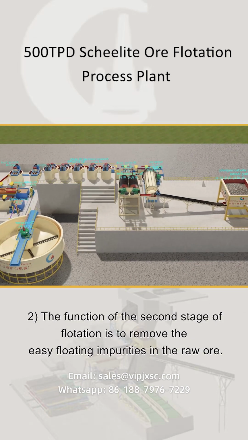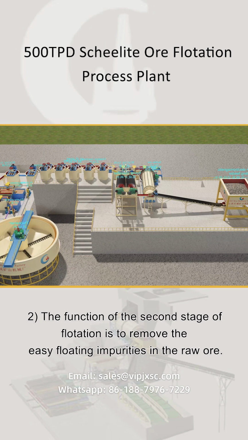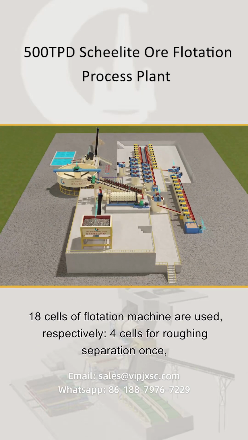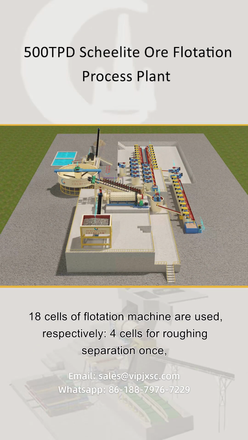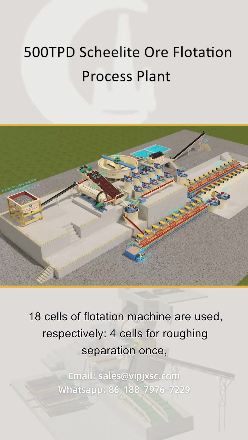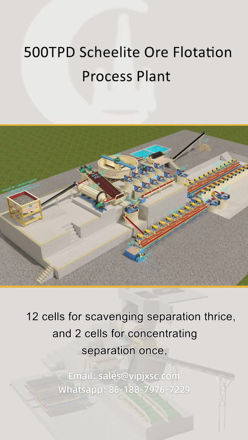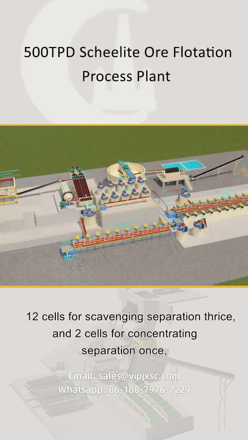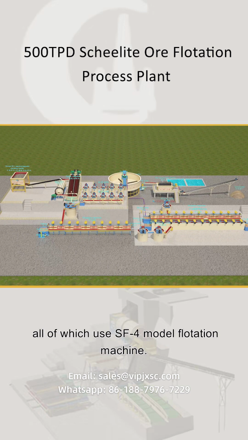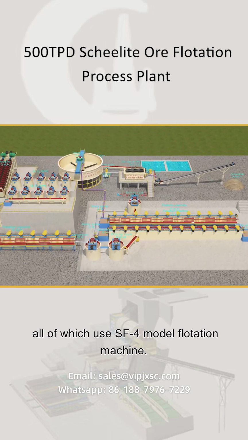2. The function of the second stage of flotation is to remove the easy floating impurities in the raw ore. 18 cells of flotation machines are used respectively: 4 cells for roughing separation once, 12 cells for scavenging separation thrice, and 2 cells for concentrating separation once, all of which use the SF4 model flotation machine.